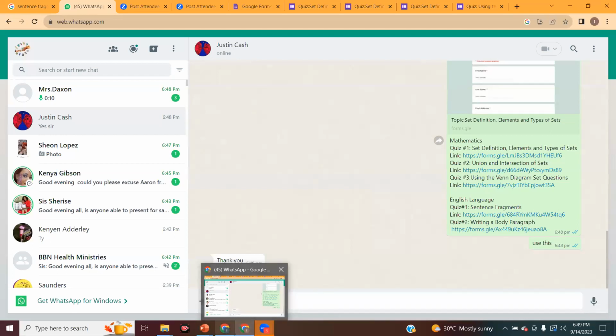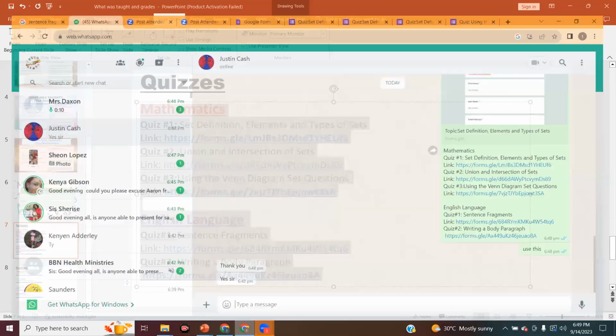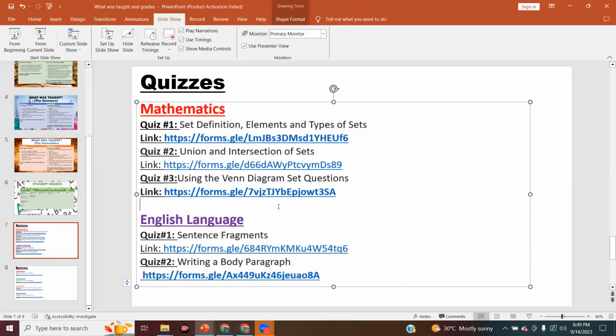Mr. Petit, I got a 16 out of 20 on the first language quiz, sentence fragment. Say it again. I got a 16 out of 20 on the first language quiz. 16? Yes, sir, out of 20. Okay, 16 is a pass. Mr. Petit, I got a 20 out of 20 on the third math quiz. Perfect. On to English.